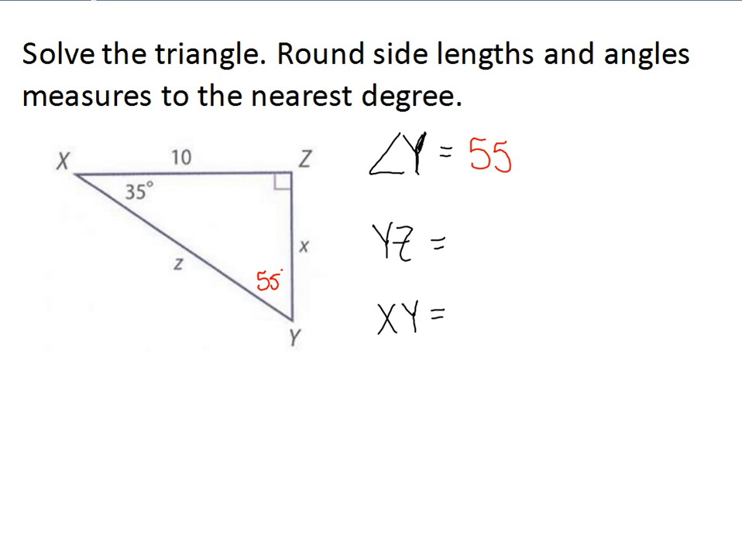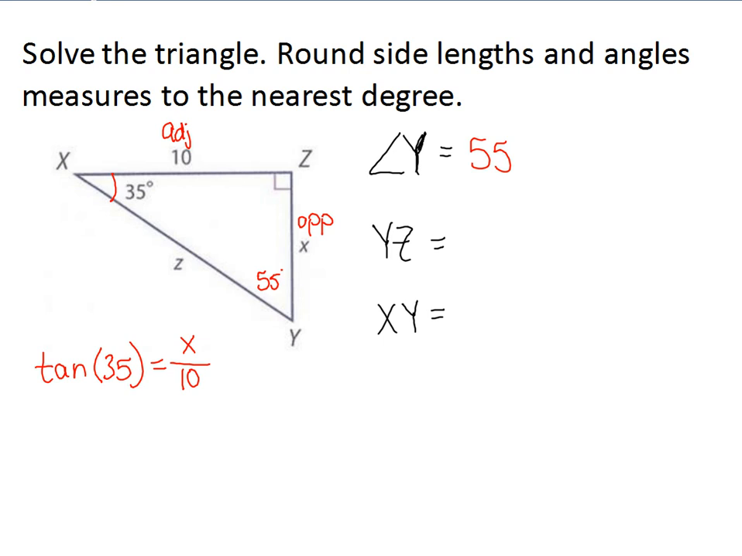Now using a trig function, we can solve for our other sides. So if this is my angle, this side is across from it, so it's the opposite. This side is between the angle and the 90, so it's the adjacent. So that one's going to be tangent, or the tangent of 35 is equal to the opposite over the adjacent.